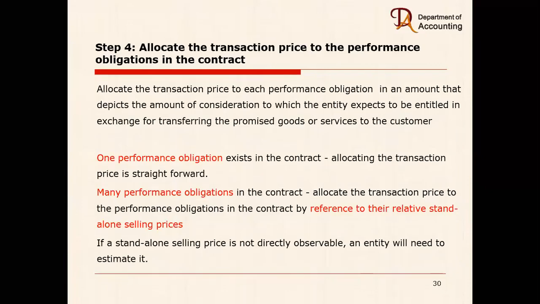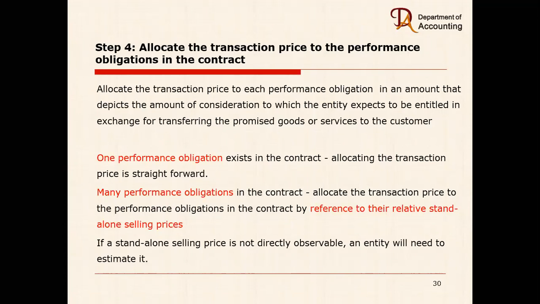Allocate the transaction price to the performance obligations in the contract. Allocate the transaction price to each performance obligation in an amount that depicts the amount of consideration to which the entity expects to be entitled in exchange for transferring the promised goods or services to the customer. When it comes to performance obligations, those are nothing but the promised goods and services. They are satisfied at different points in time.